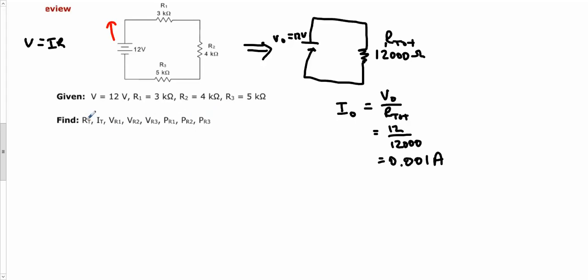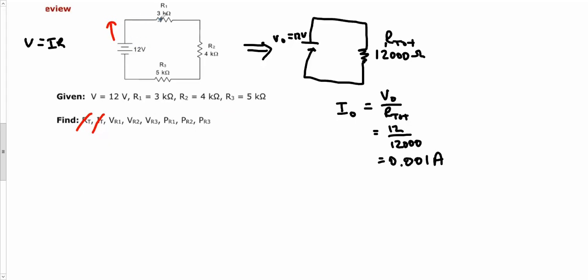And it's asking me to find a bunch of things here. Did I find our R total? Oh yeah, it's 12,000. And what I suggest to you is you cross them off. Have I found the total I that leaves the battery? Oh yes, I have.